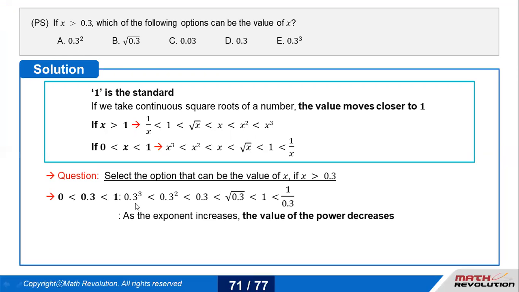So 0.3 cube would be less than 0.3 squared, less than 0.3, less than square root of 0.3, which is less than 1, which is less than 1 over 0.3. We are applying the second rule here because our x is lying between 0 and 1. So now square root of 0.3 is greater than 0.3. 1 is greater than 0.3. 1 over 0.3 is greater than 0.3. What is the option? We only have one option, which is square root of 0.3. So our answer goes as square root of 0.3.